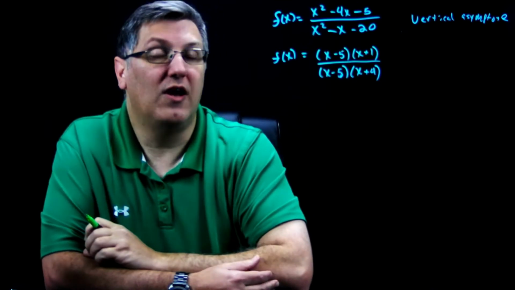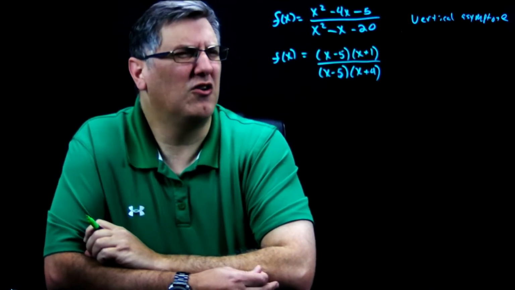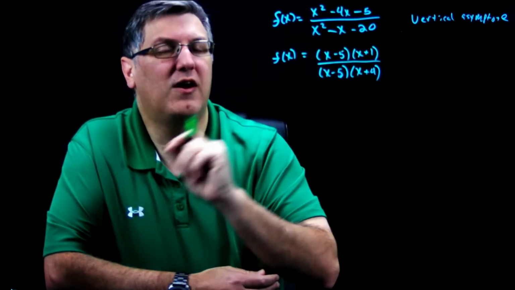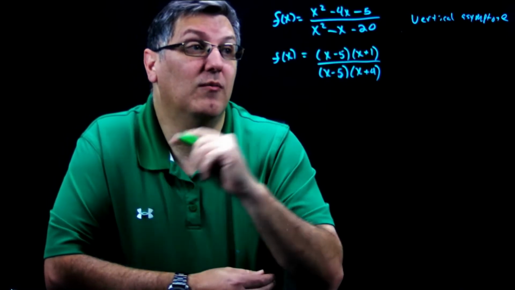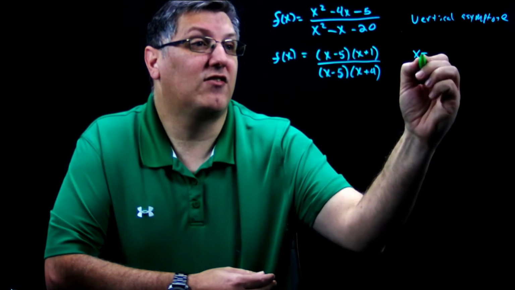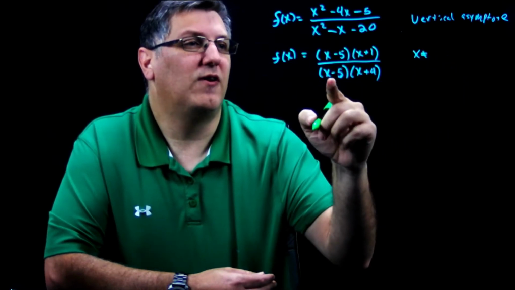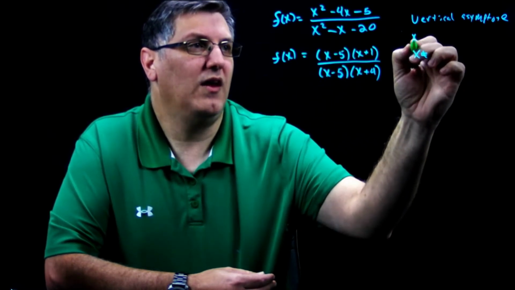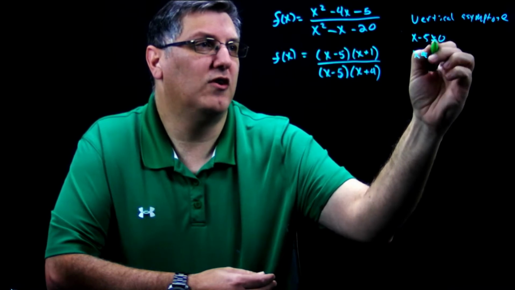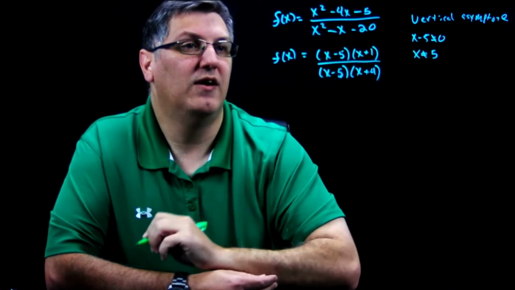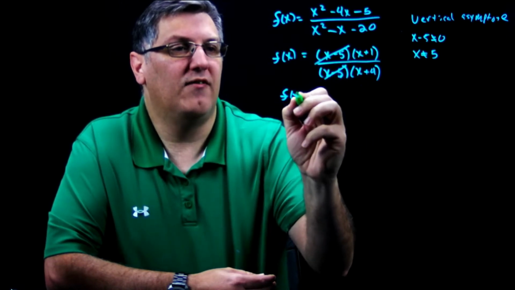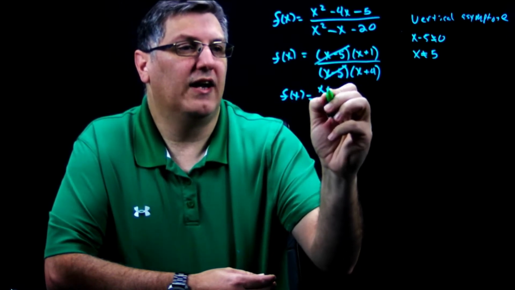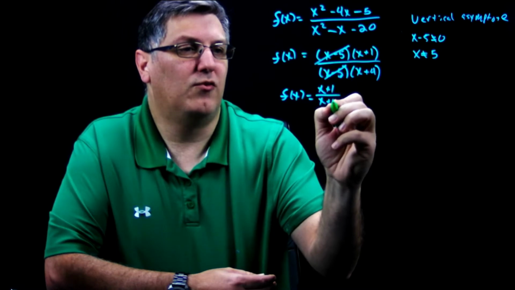Okay, so now I'm fully factored, and I do notice I have an x minus 5 and an x minus 5, so I have a hole, a removable discontinuity. So we already know x minus 5 cannot equal 0. We know x cannot equal 5. And I'm going to reduce this. Boom, boom. I have f of x equals x plus 1 over x plus 4.